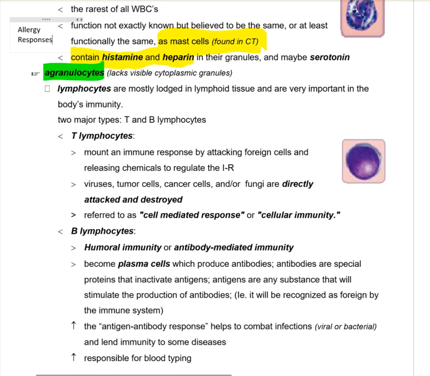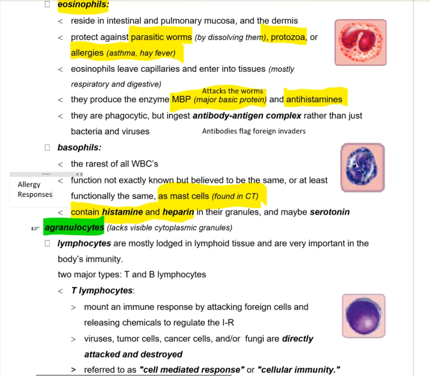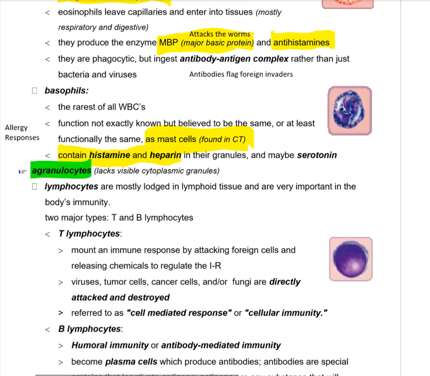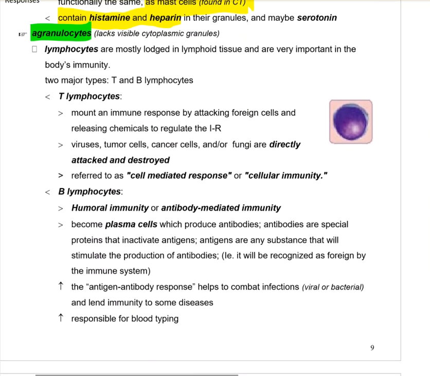So those are the three granulocytes. And if you looked at every picture, you always saw granules. Pink granules appear in the eosinophils, these really dark, big granules in the basophils that hide the nucleus a little. Now we get to agranulocytes. These don't have granules in them.